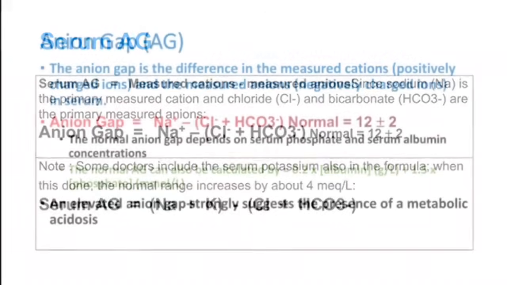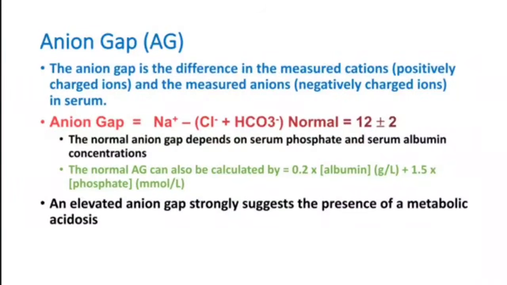Anion gap is the difference between the measured cations, cation meaning positively charged ions, and the measured anions, that is negatively charged ions, in the patient's serum. So it can be calculated by sodium minus chloride plus bicarbonate. Normal is 12 plus or minus 2.